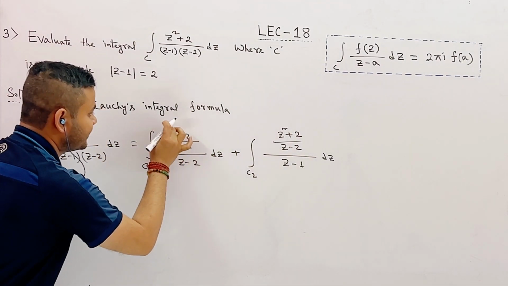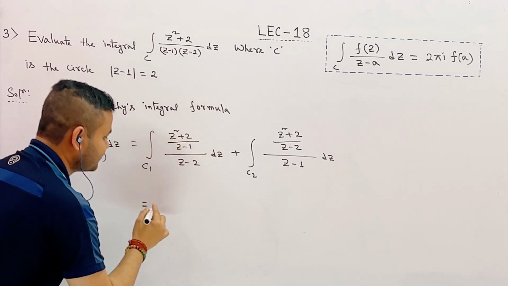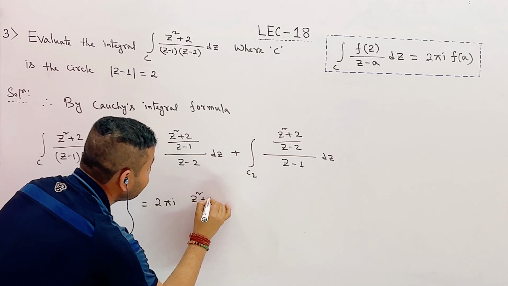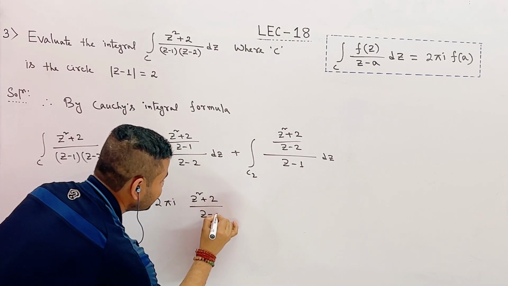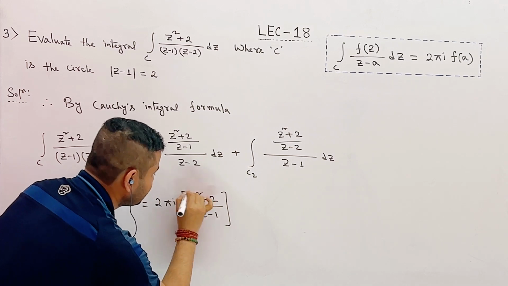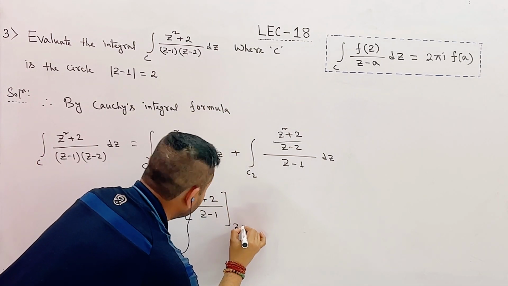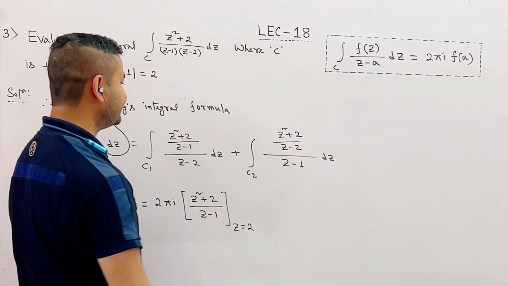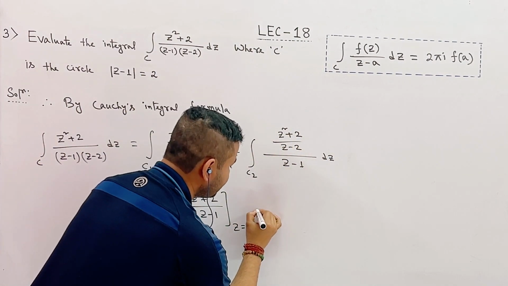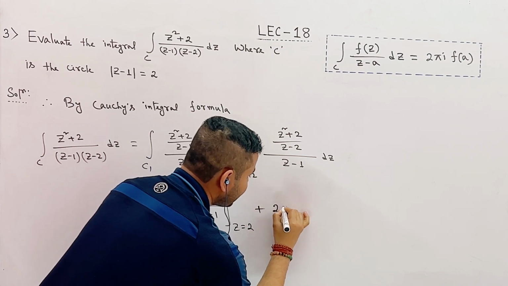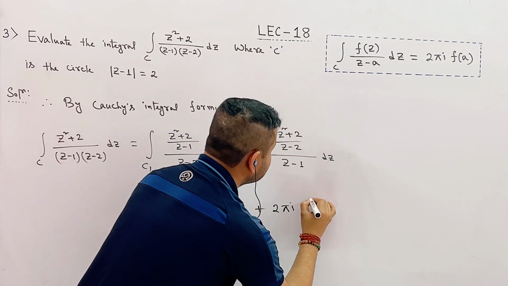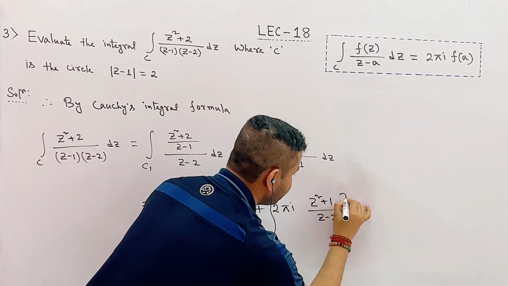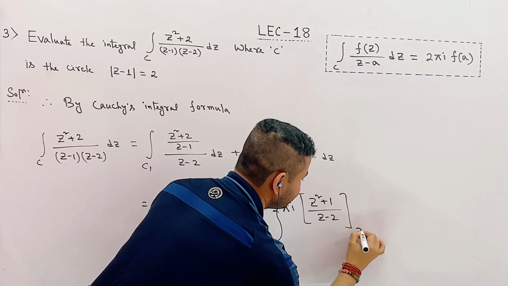So for this integral, f of z equal to this one, twice pi i times z square plus 2 divided by z minus 1 at z equal to 2. Next, apply Cauchy's integral formula for this integral, whose value is twice pi i times z square plus 2 divided by z minus 2 at z equal to 1.